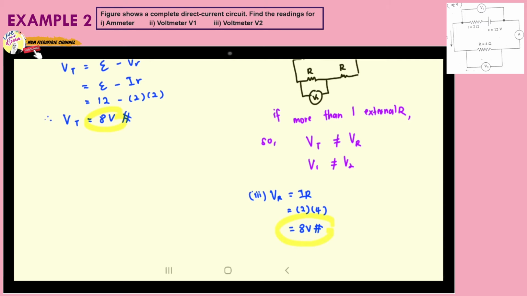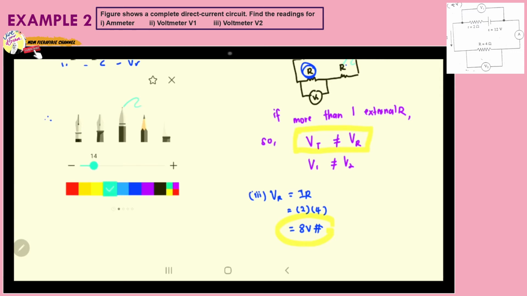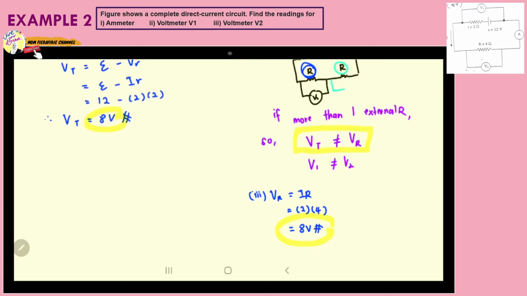You can see here, VR is equal to V terminal, VT. This happens only if there is one external resistor in the circuit. If more than one, then the terminal voltage is not equal to the voltage across the external resistor. So we need to calculate separately the voltage across R here and the voltage across the second one. We need to calculate the voltage across each resistor in the circuit. Okay, so that finishes example number 2.